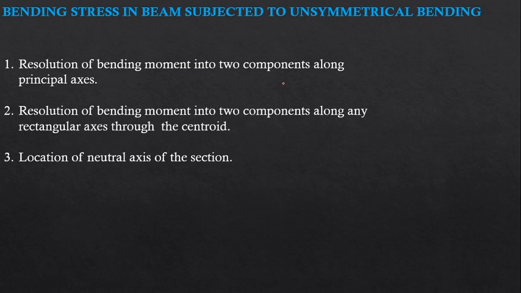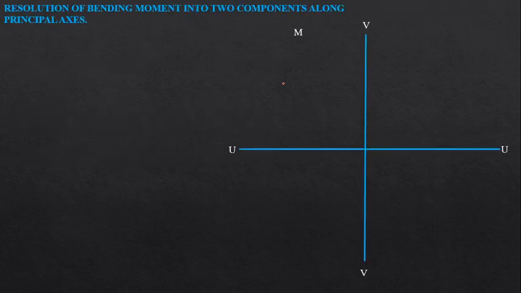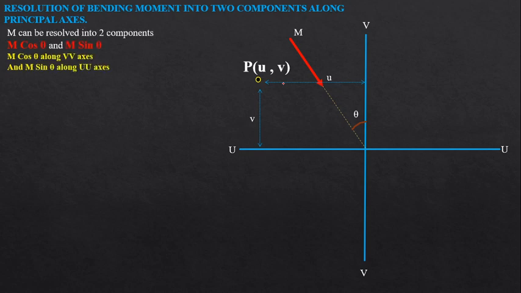So first we find out how we resolve the bending moment into two components along the principal axis. Suppose these are the new axes VV and UU, and M is the plane of bending inclined at the angle theta. So M can be resolved into two components: M cos theta along the VV axis, and M sin theta along the UU axis.